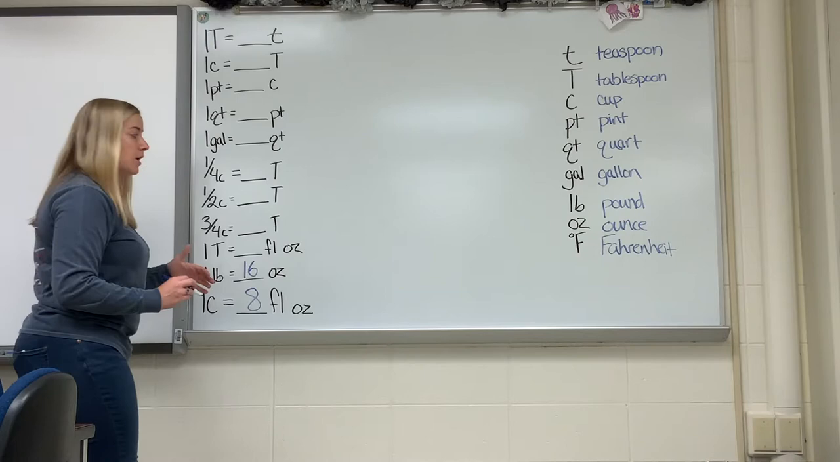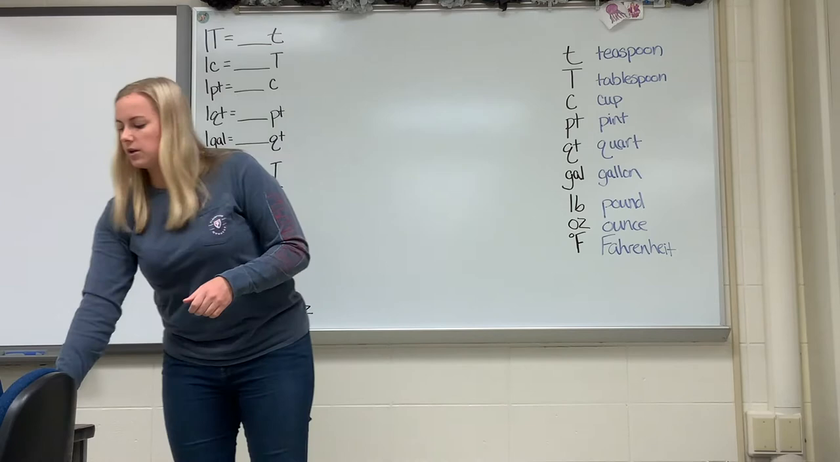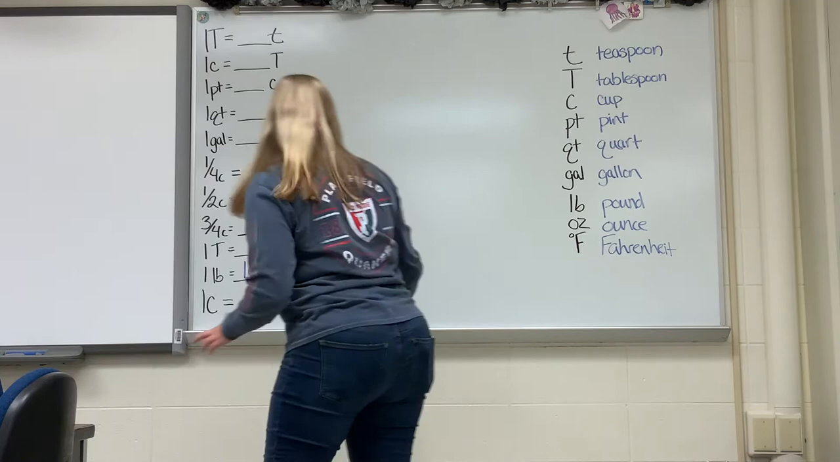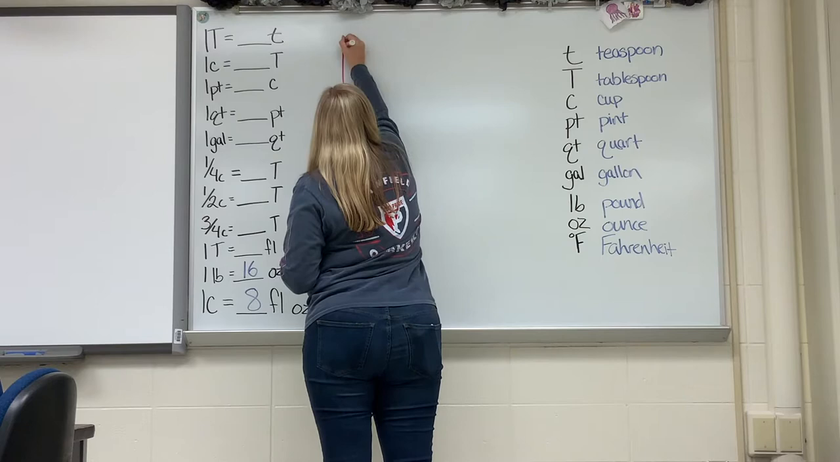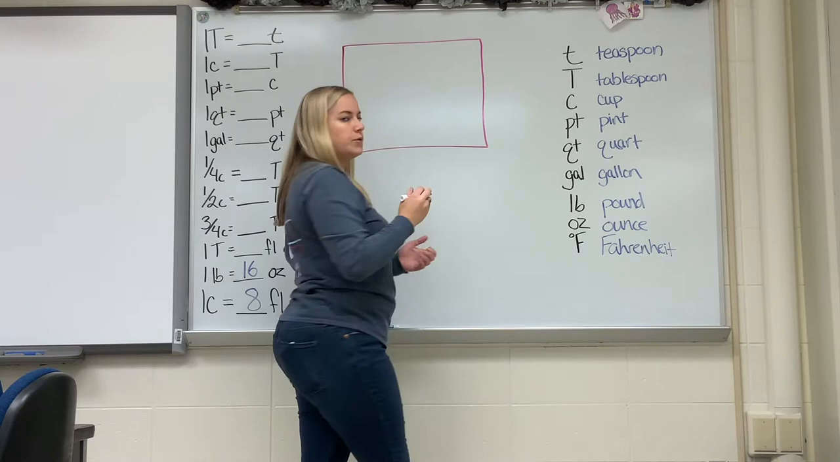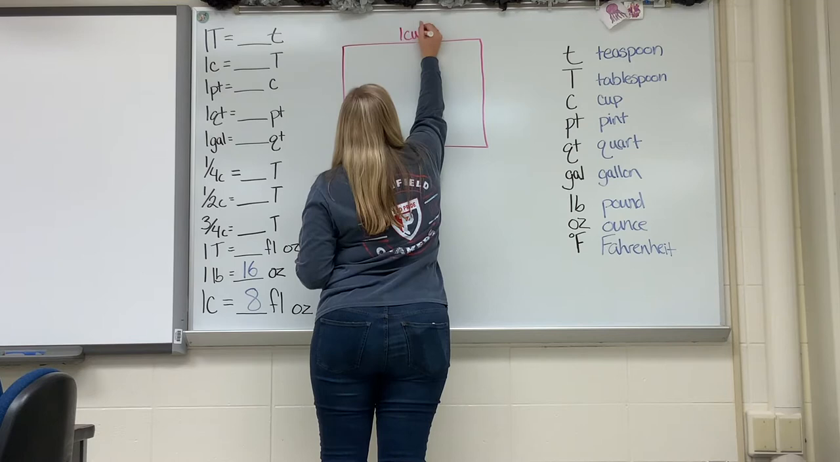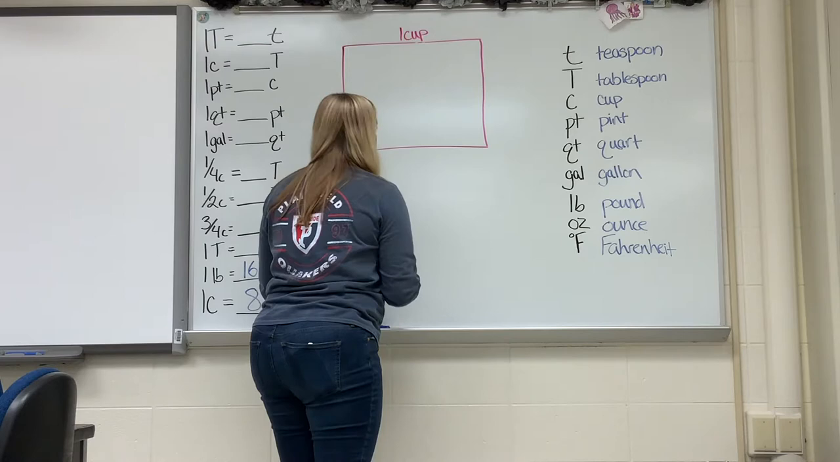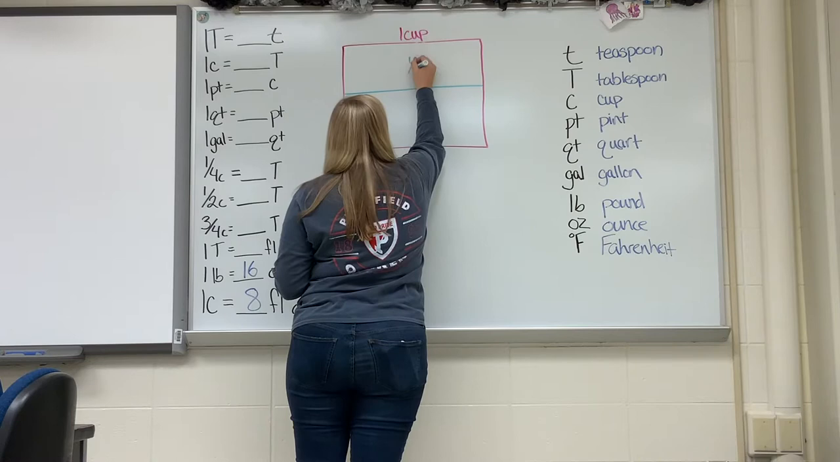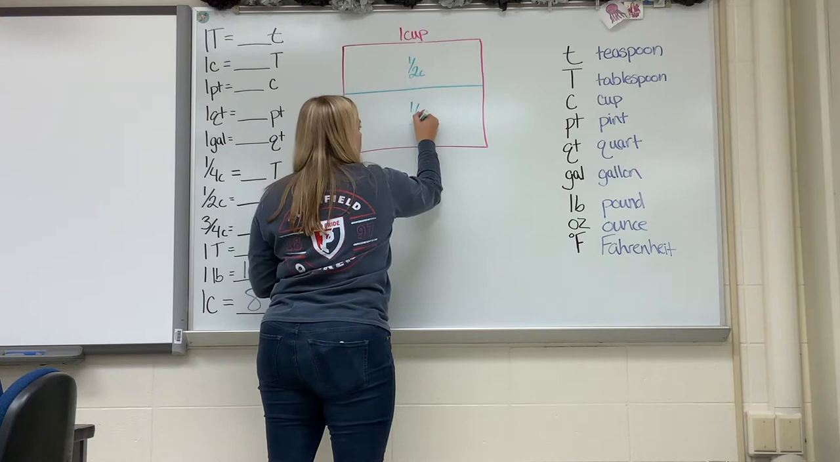Okay, so I'm going to draw you a picture to try to help you to figure out how we can better break this down. If we start with a square, and this square is equal to one cup, we know that we can break this one cup down into smaller parts. Okay, so we know for sure that this is 1/2 cup, okay, and then this is also 1/2 cup. Okay, but we can break that down even further.